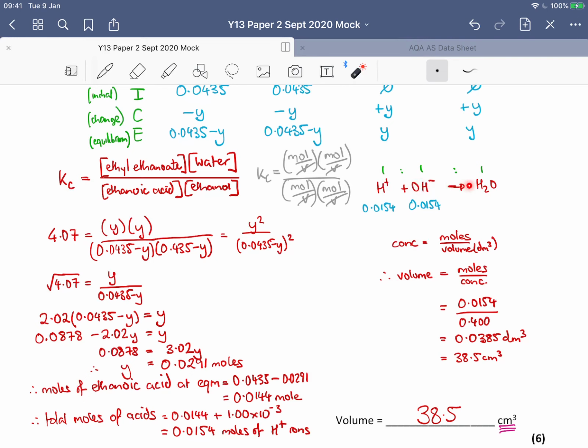We look at our neutralization equation. So the number of moles of H+ ions to the number of moles of OH- ions needed is 1 to 1. So if we know the number of moles of H+ ions, we know the number of moles that we need of the OH- ions. Remember, concentration is moles per decimeter cubed, so it's moles over volume. So rearrange it so we've got volume. That's the moles of OH- we need. That's the concentration of the sodium hydroxide that we have. We get the volume in decimeters cubed, and then we realize that they want it in centimeters cubed, so we multiply it by 1,000.